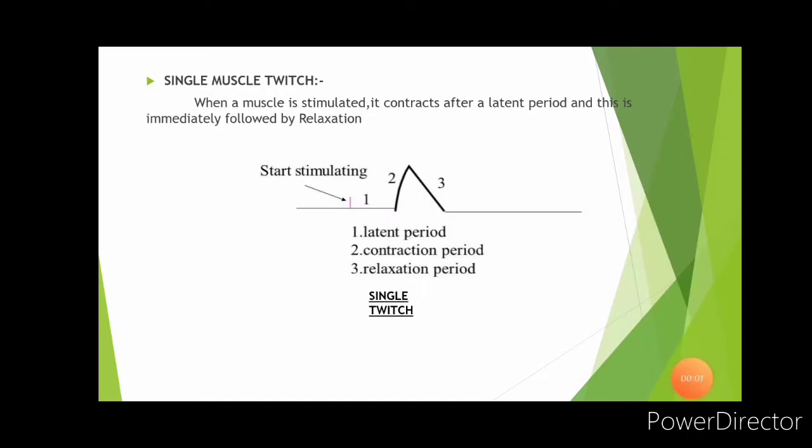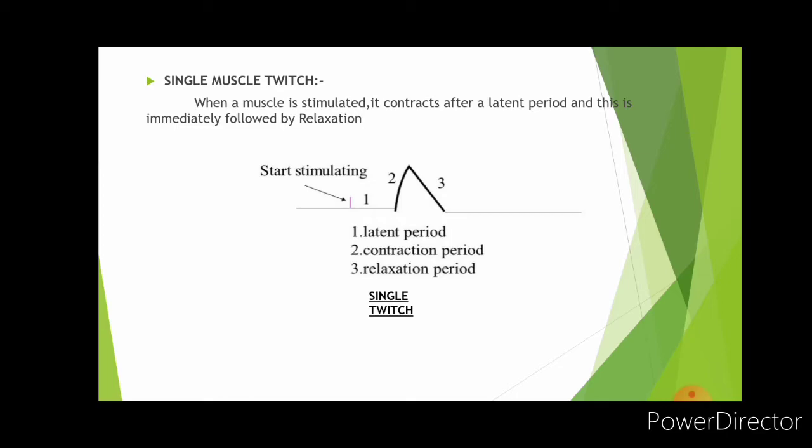Single muscle twitch. When a muscle is stimulated, it contracts after a latent period and this is immediately followed by relaxation. As you see in the picture, it gives the graph of a single muscle twitch. First, there is the starting of the stimulus, and 1 indicates the latent period, 2 is the contraction period and 3 is the relaxation period.